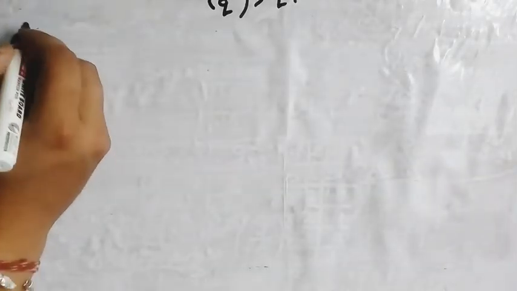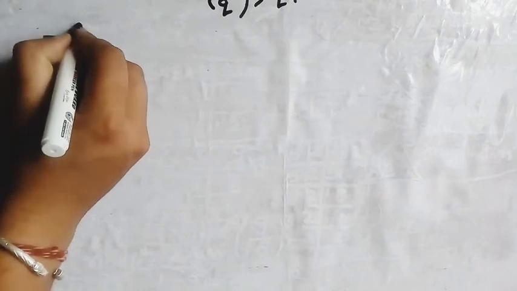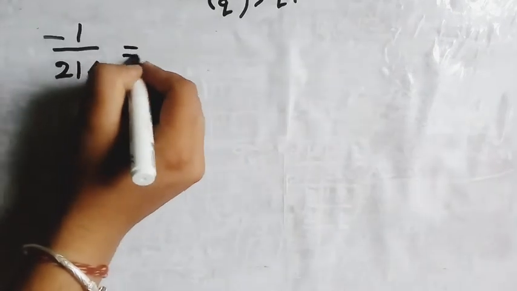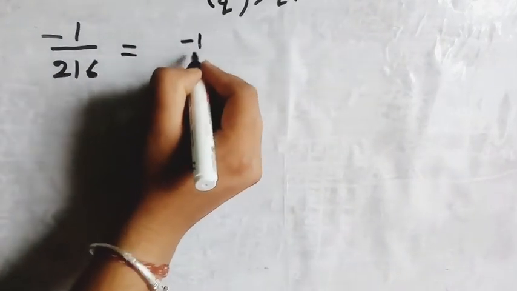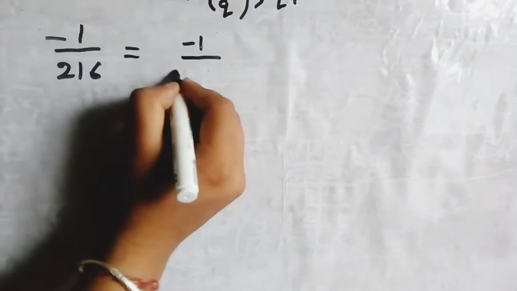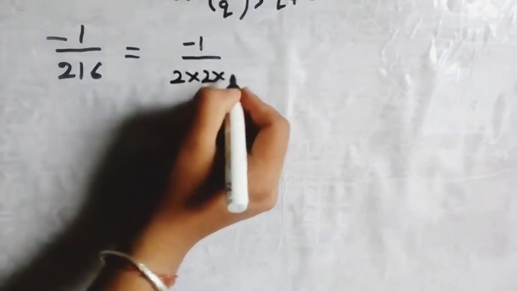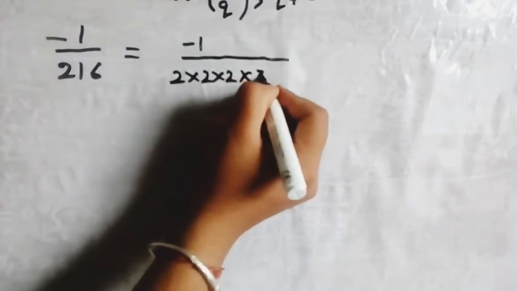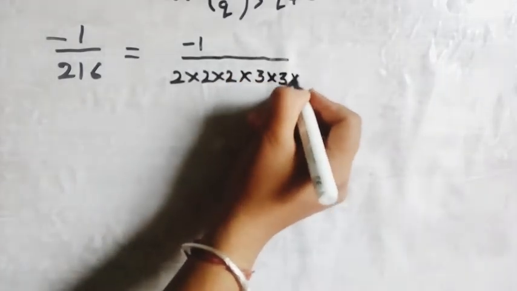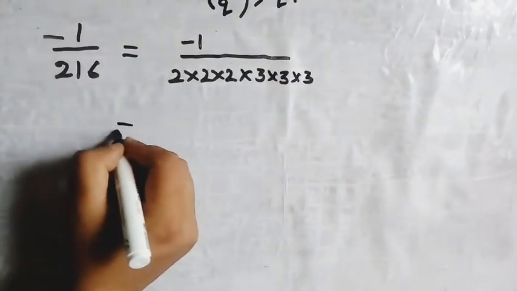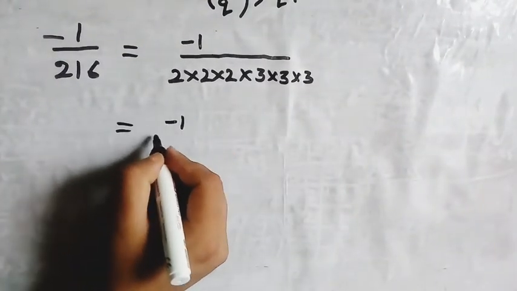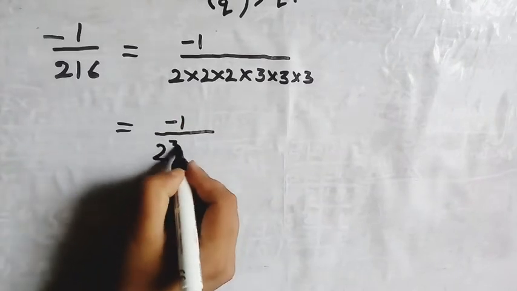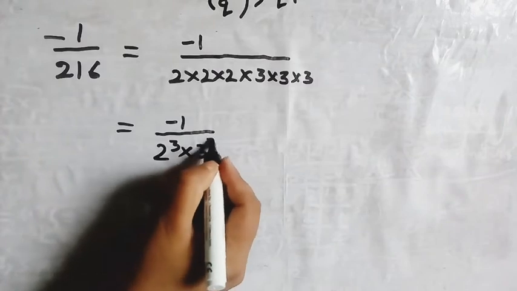Now let us see one more problem, that is minus 1 upon 216. Remember, minus 1 is as it is, and the factors of 216 are 2 multiplied by 2 multiplied by 2 multiplied by 3 multiplied by 3 multiplied by 3. You can check by factorizing them. So this can be written as minus 1 upon 2 raised to power 3 into 3 raised to power 3.